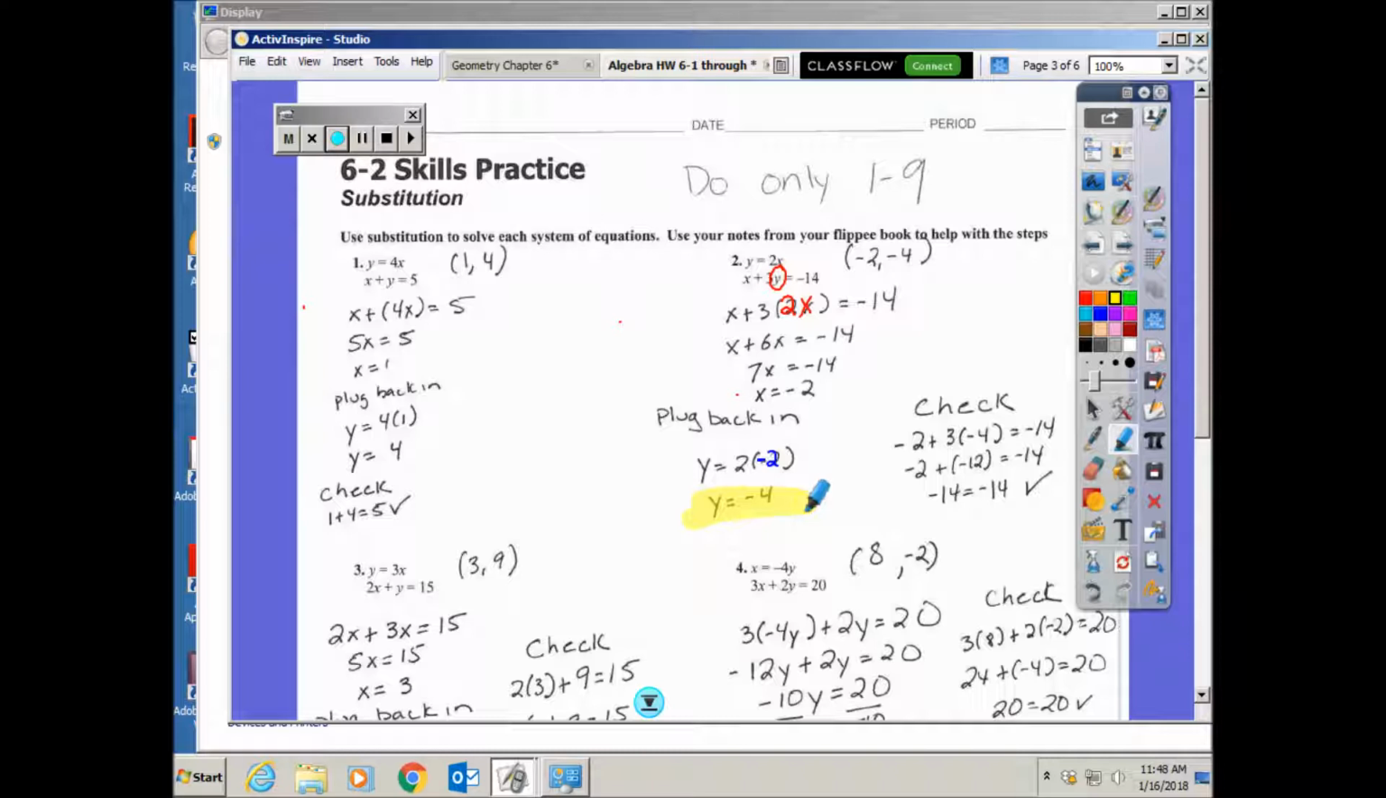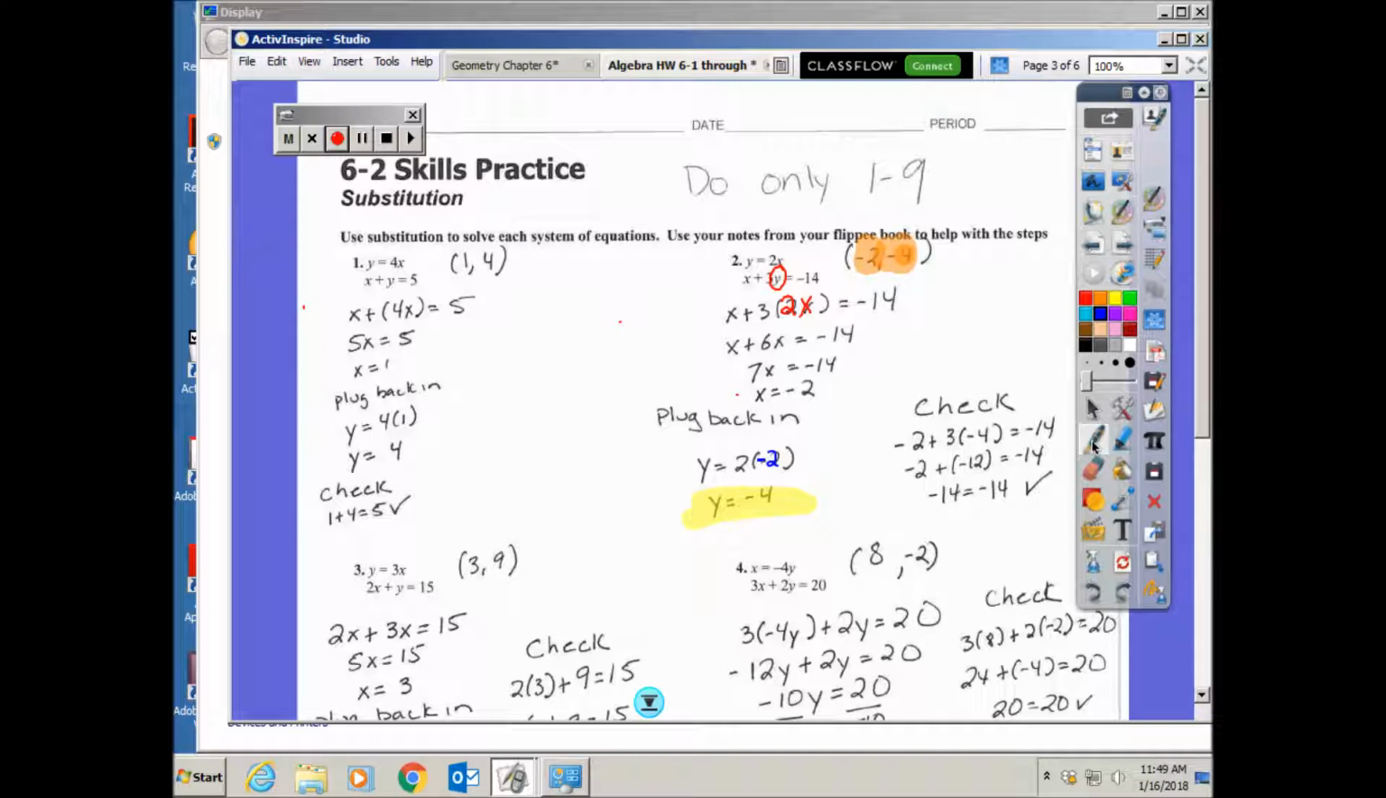So now I solved for x, that was negative 2. I solved for y, I got negative 4. So it looks like my solution is negative 2, negative 4. It's a coordinate where if I graphed both of these lines, they would meet. They would cross. They would intersect.